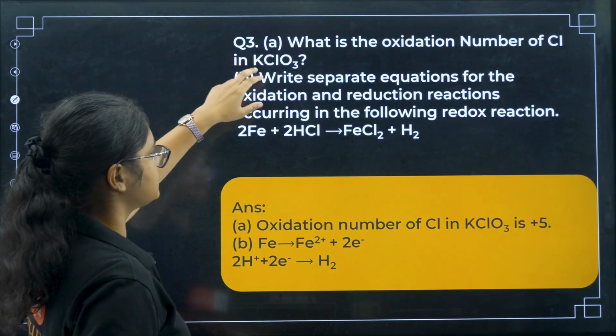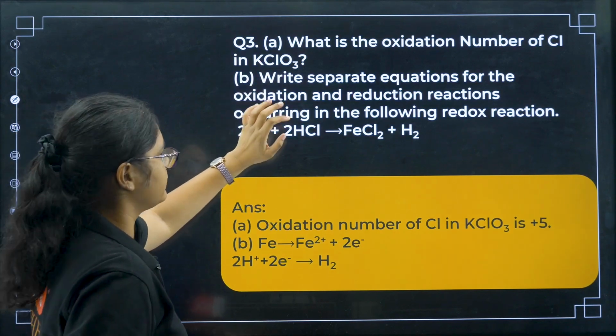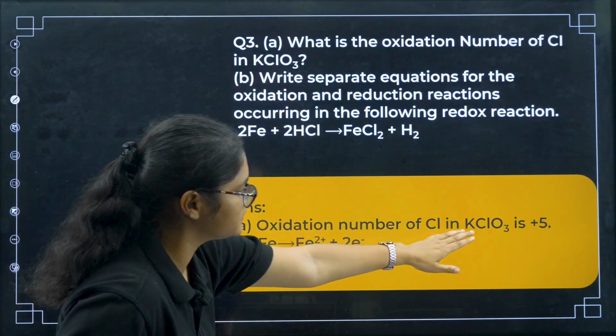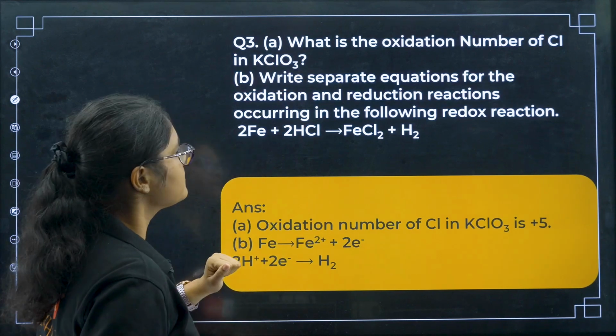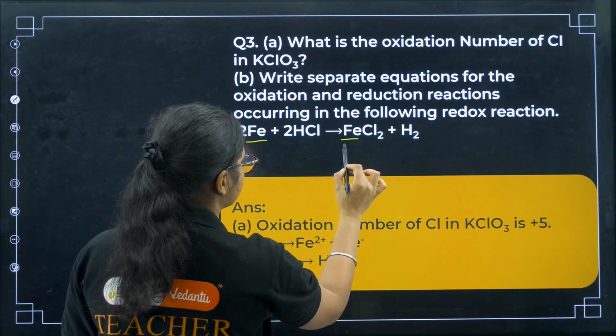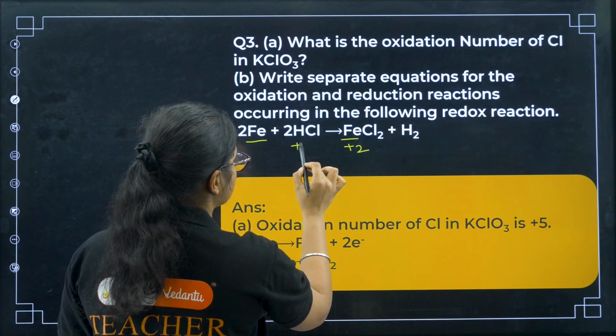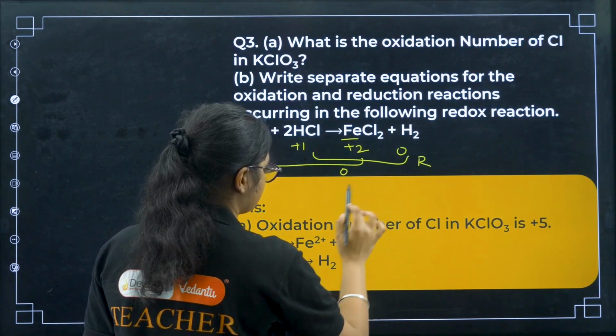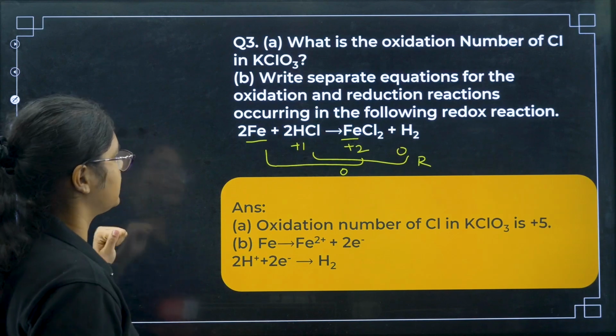What is the oxidation number of chlorine? If you just calculate here x + 1 and -6, you will get chlorine oxidation state is +5. Now if you want to separate the oxidation and reduction, here Fe to Fe+2, right, and here +1 to 0. So this is your oxidation reaction and this is your reduction reaction. You can write it down separately.